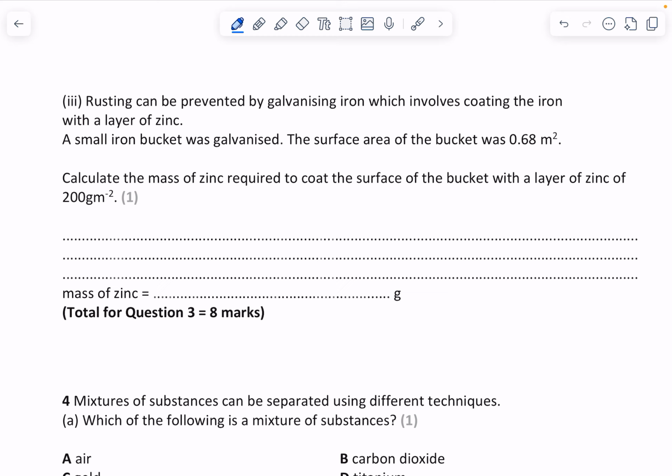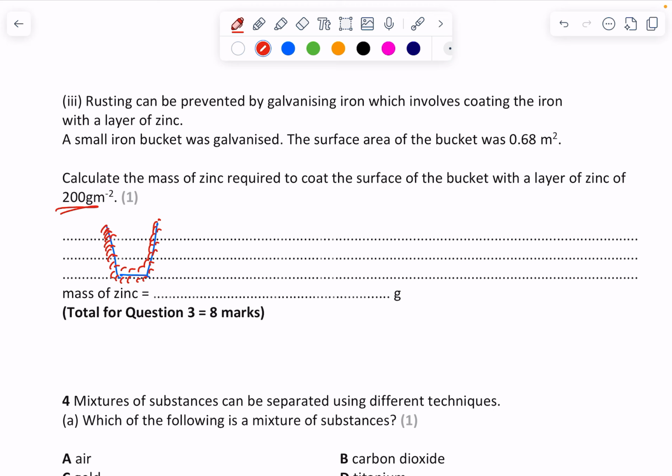A small bucket was galvanized. Surface of the bucket was 0.68 meters squared. Calculate the mass of zinc required to coat the surface of the bucket with a layer of 200 grams per decimeter cubed. Okay, so what it's asking us to do then, this bucket, and it wants us to coat the bucket in this layer of zinc, and it wants the zinc to be 200 grams per decimeter thick.